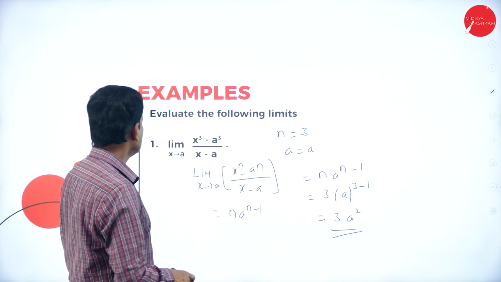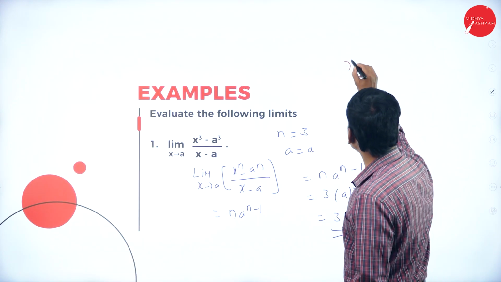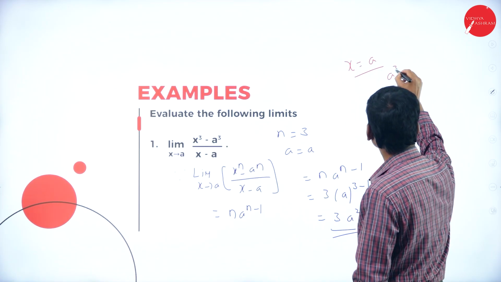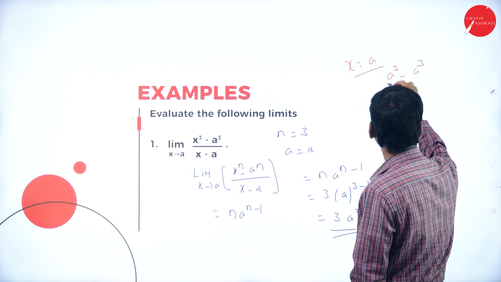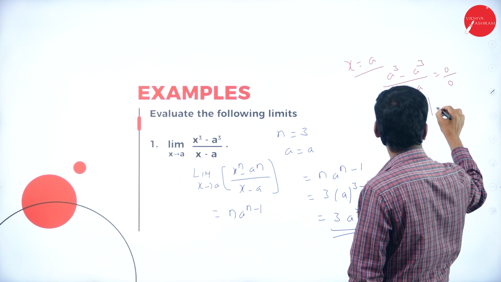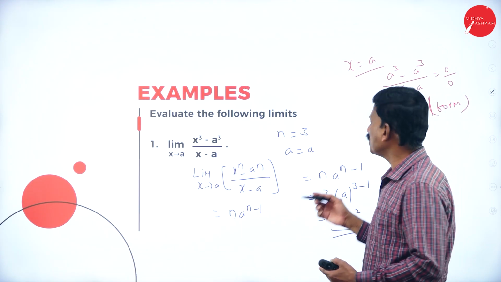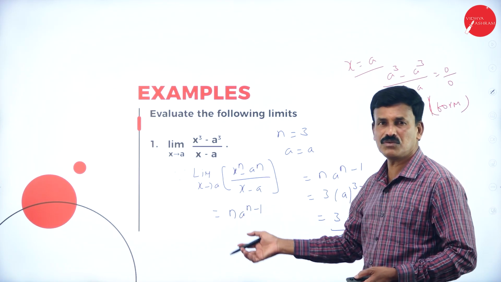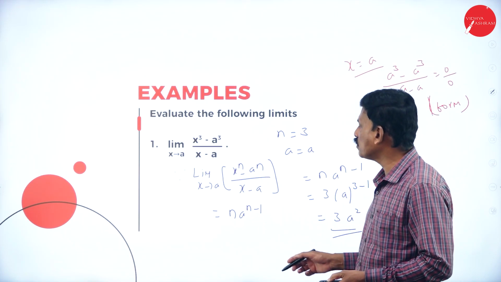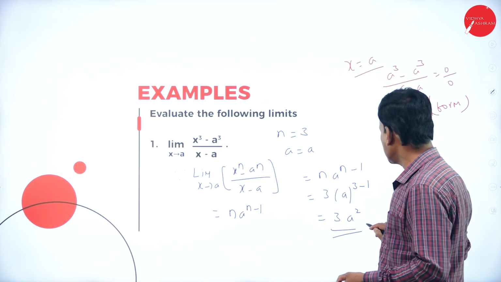That's it. Right. Suppose if you put x is equal to a straight away, what will you get? A cube minus a cube divided by a minus a. That is nothing but 0 by 0 form, which is an indeterminate form. 0 by 0 is an indeterminate form. So, therefore, this can be evaluated using the formula only. Limit x tends to a of x raised to n minus a raised to n by x minus a is equal to n a to the power of n minus 1. n is 3, into a to the power of 3 minus 1 is 3a square.